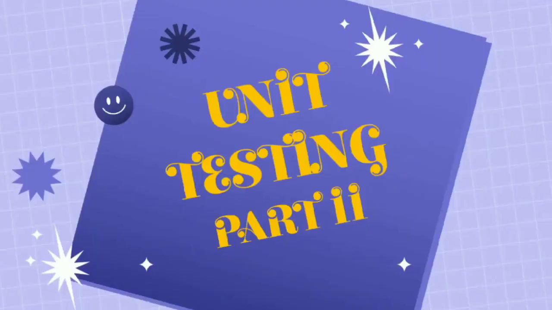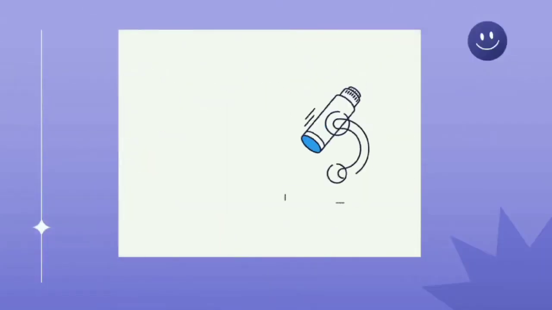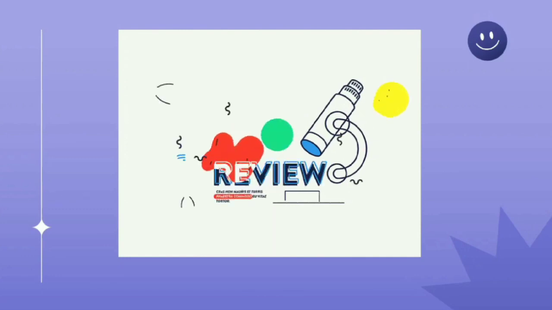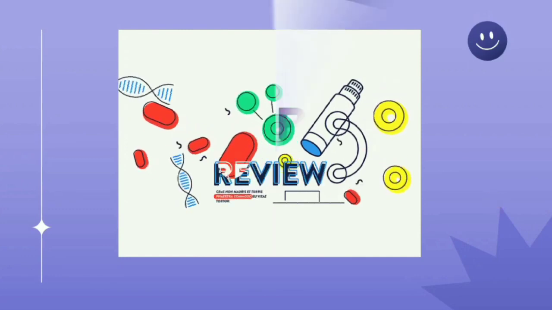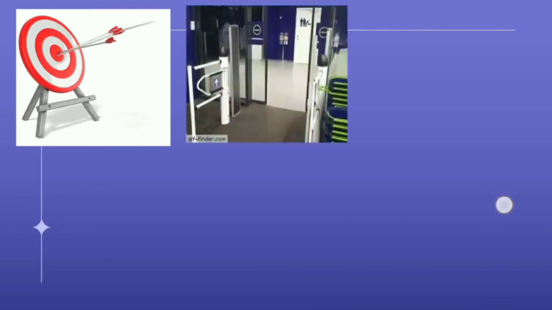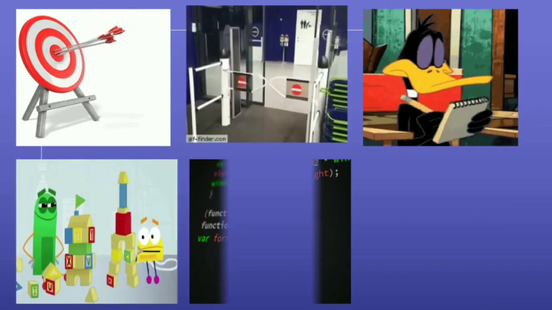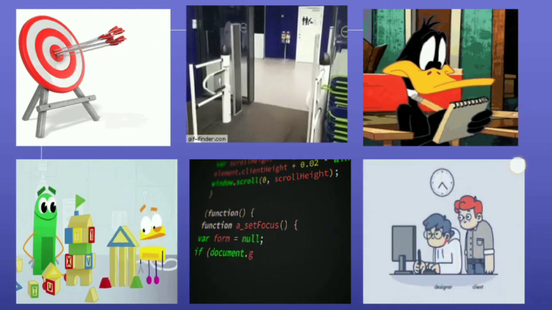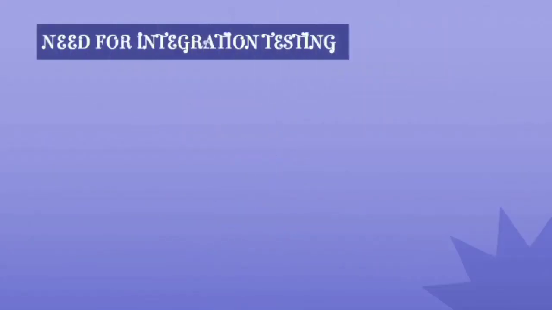Today's topic is a continuation of testing strategy. In the previous video, we saw what is unit testing. Now we are going to see what is integration testing. The objective of integration testing is to take unit tested modules and build a program structure that has been dictated by design. Need for integration testing.